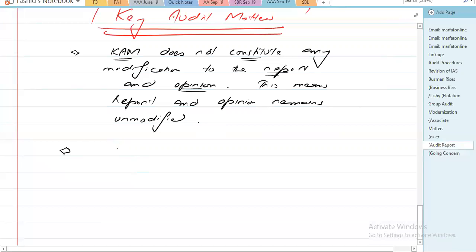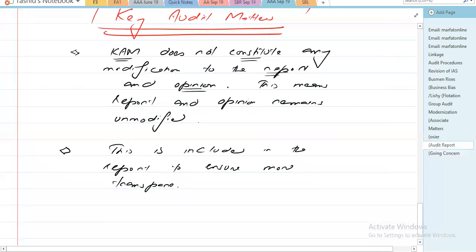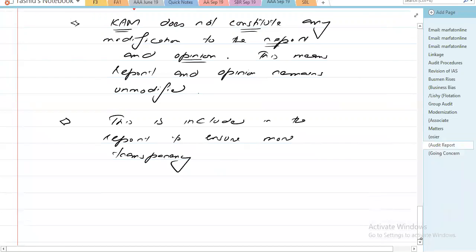The second thing is that this is included in the report to ensure more transparency. By the inclusion of this CAM, the shareholders, or users of the report, get more detailed and useful information.